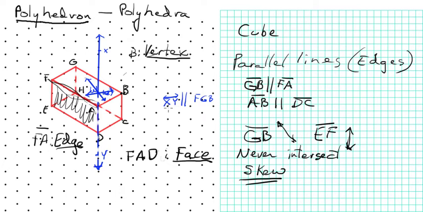So in order for XY to be perpendicular to plane FGB, it has to be perpendicular to every line that passes through point W, where it passes through the plane. Now, if that doesn't make sense to you, that's okay. We'll discuss this further in class.